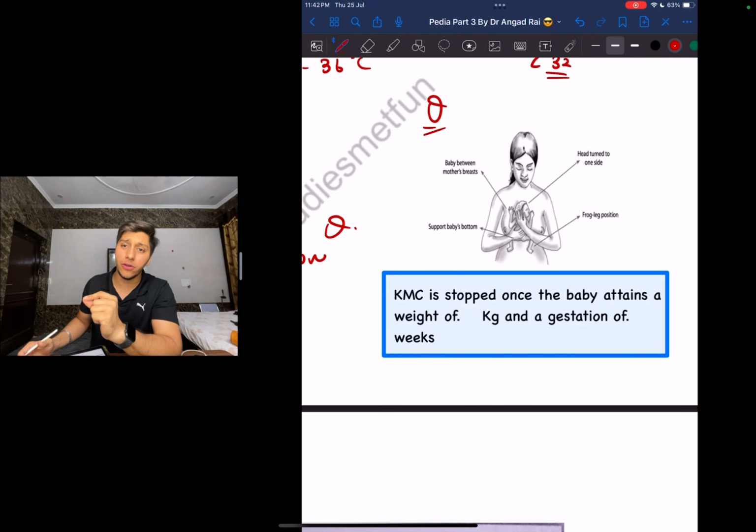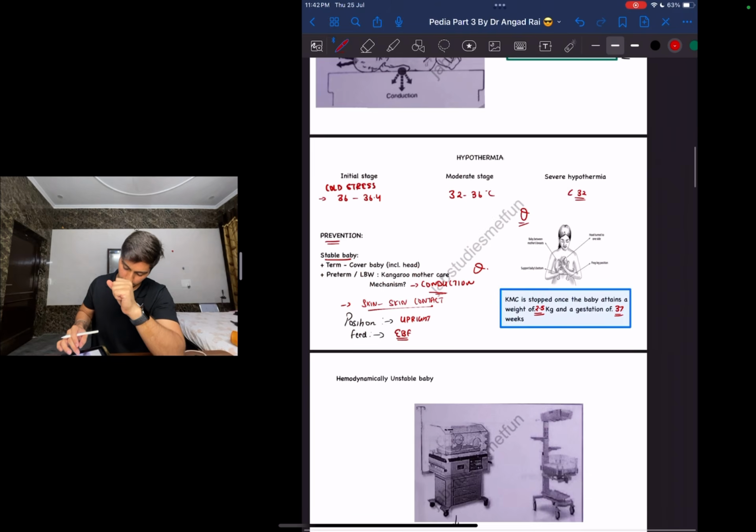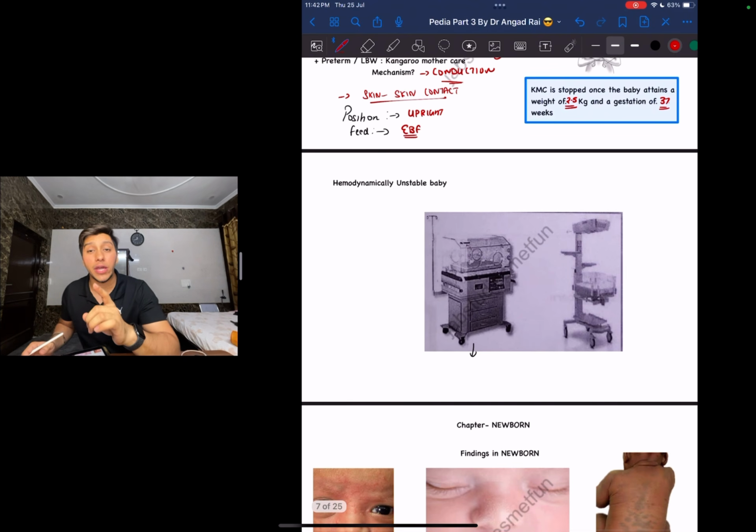When do you stop kangaroo mother care, guys? It is stopped once the baby attains a weight of 2.5 kg and the gestational age of 37 weeks. Okay, yalla. Now let's talk about the hemodynamically unstable child in case of hypothermia.